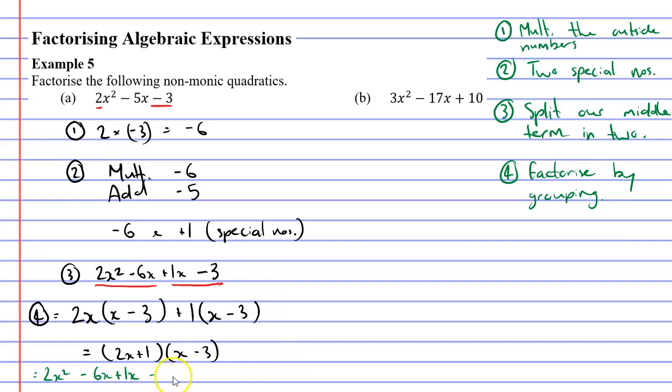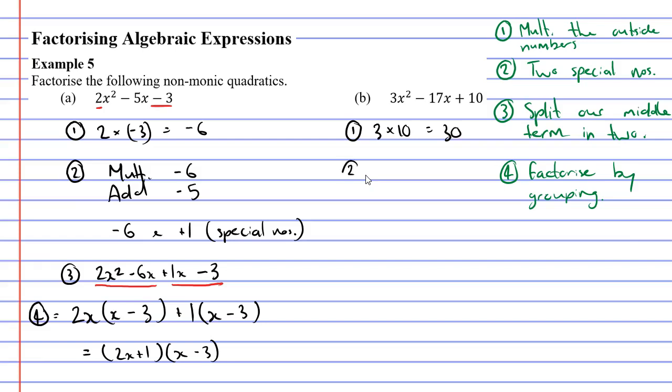Anyway, I'm going to rub this part out in green. I'm just a bit worried that someone will look at that and get a bit confused by what they see. And we'll now move on to question B. We're going to follow the exact same 4 steps here. So we'll start with step 1. And we're going to multiply those outside numbers, the 3 and the positive 10. So what do you get when you multiply 3 by positive 10? Well, 3 times 10 is 30.